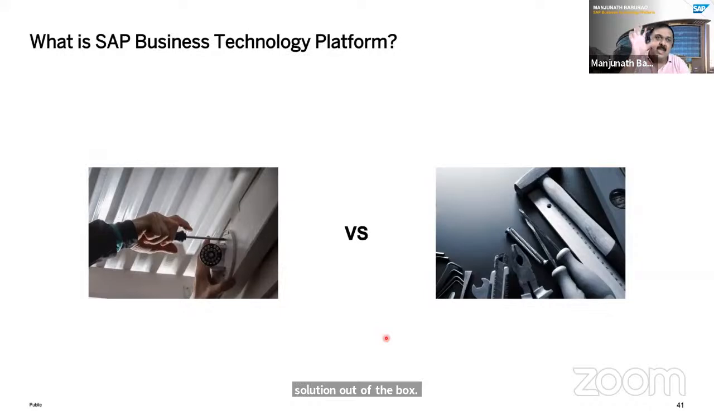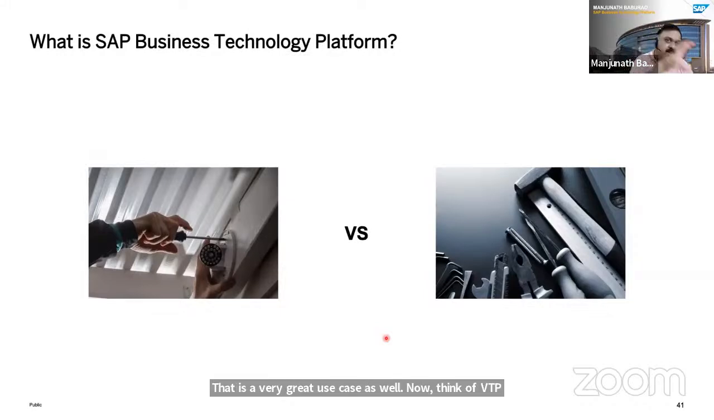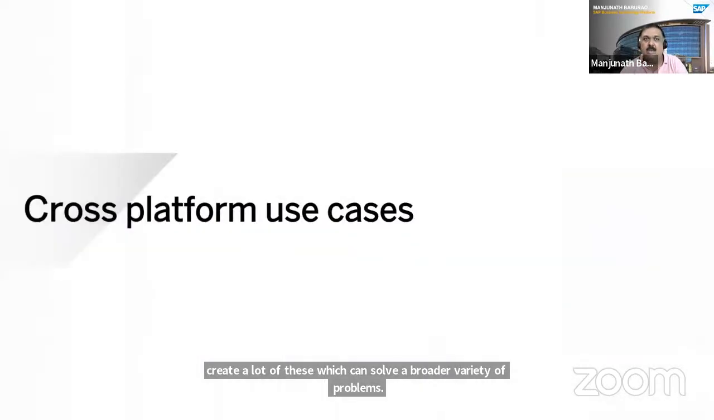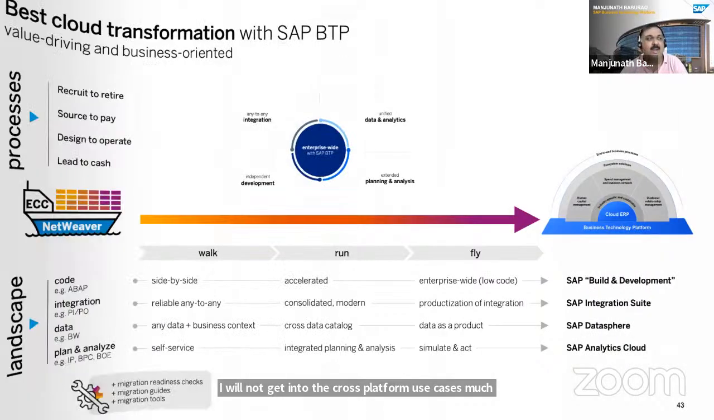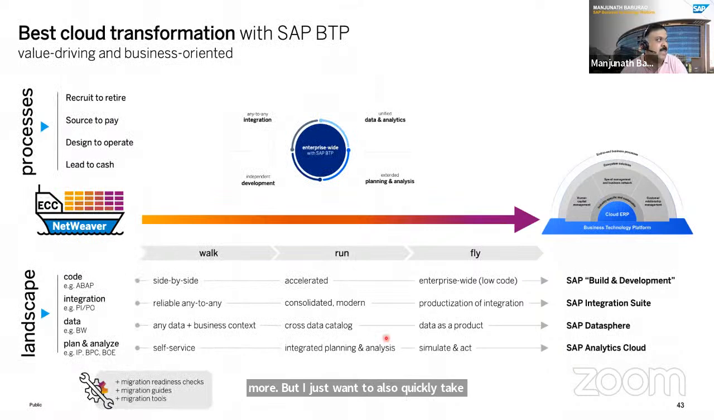Now, think of BTP, like I said, not as individual superheroes or a single tool, but as a toolkit, or Avengers, which can solve a broader variety of problems. I will not get into the cross-platform use cases much more, but I want to quickly take you through this. You saw that Rajiv also called out some of the landscape transformations that you can do on specific aspects, like how you write code, how you write integration, how you talk to data, how you plan and analyze.